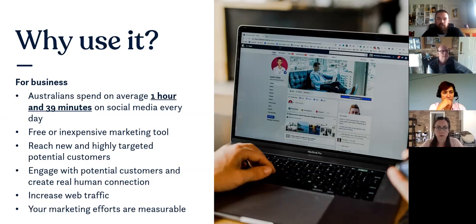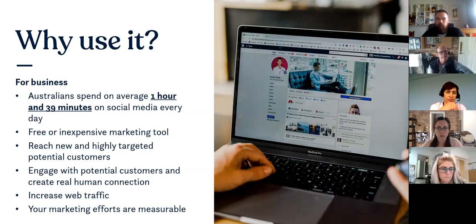And finally, your marketing efforts are measurable. So the analytics that these platforms provide are a great way to see if what you're sending out to the masses is actually working, particularly in engagements. And then, like I said, going further down the track of Facebook pixels and really tracking anyone that may go through to purchase, you can then build a picture of your customer from them seeing a post on social media right through to purchasing.